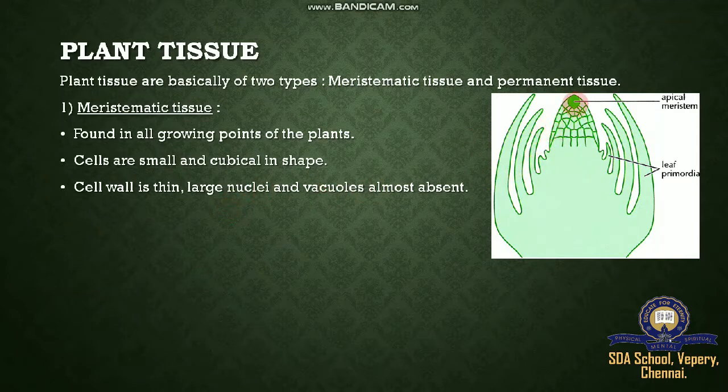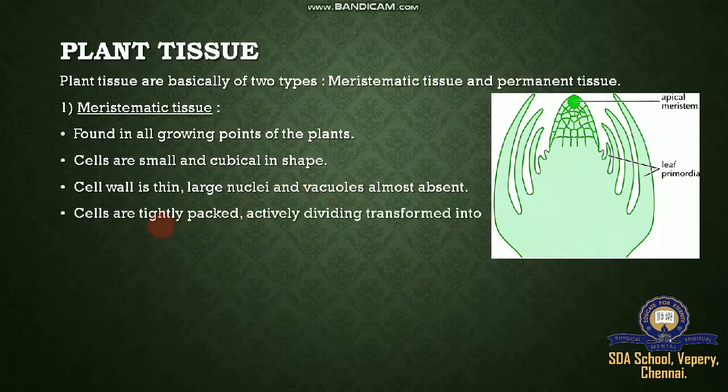Large nucleus. Every cell consists of a large nucleus. So a dense cytoplasm and prominent nucleus content of a cell is called meristem. Large nuclei, and the vacuole is almost absent. Cells are tightly packed. As I explained, in all the cells there is no intercellular space. Every cell is so tightly packed, actively dividing, and transformed into mature permanent tissue. So the cell goes on dividing. The cell moving down is called permanent tissue.